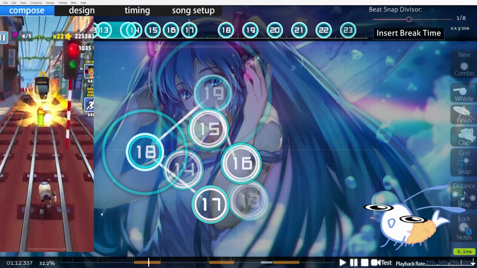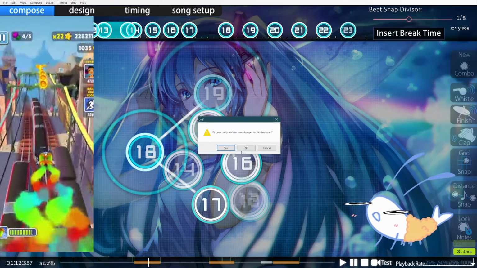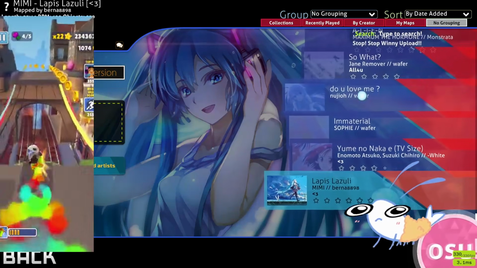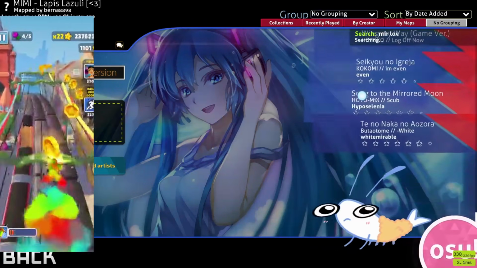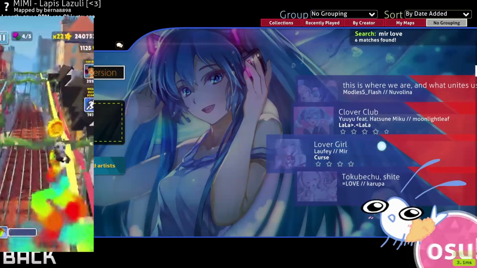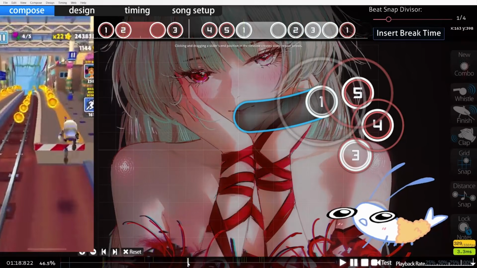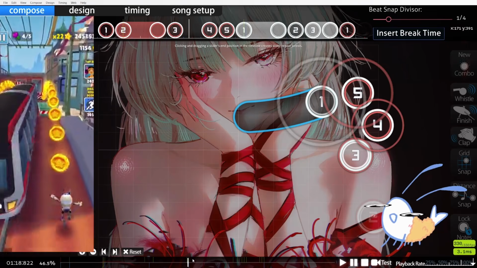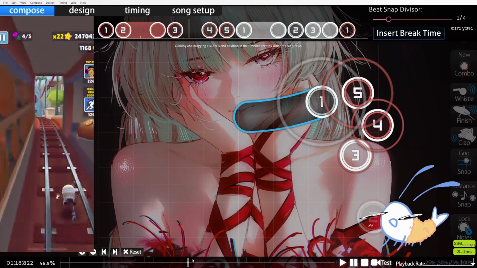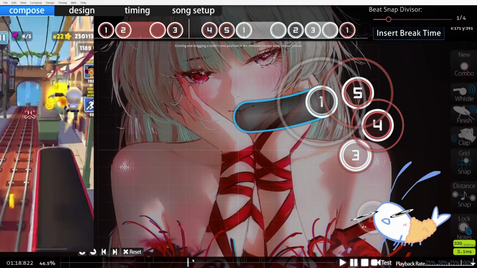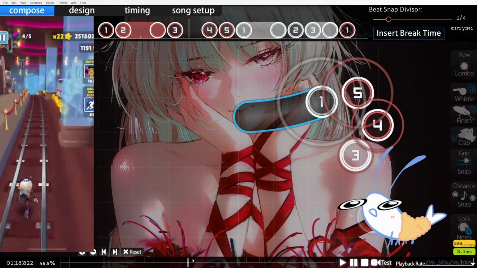So we're going to compare a couple different maps here. Let me pull it up here. Lover Girl from the mapper Mirror. And we're going to look at this one. This one I would consider to be a sort of conventionally pleasing to look at map, a conventionally good aesthetics.